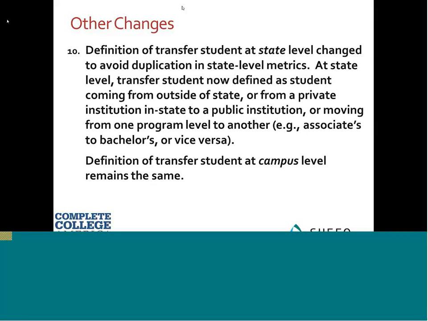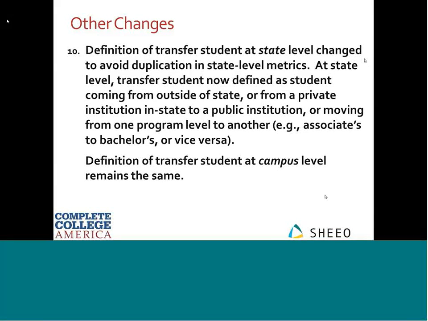That way we're not counting students as first-time students and then transfer students at the state level by picking them up 2 times. The definition of a transfer student at the campus level will remain the same as it was, though. There won't be a duplication issue there, just at the state level. So those are the changes and the clarifications we've made this year. We continue to listen to you and try to make these meaningful and try to make them clear and consistent. And I hope that what we've clarified and changed hasn't put an additional burden on.